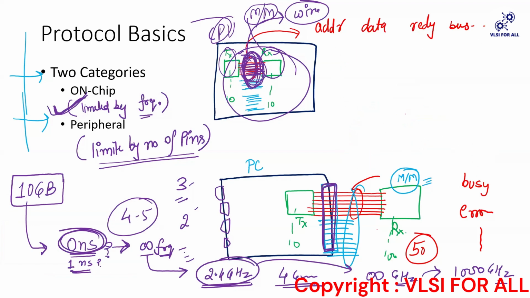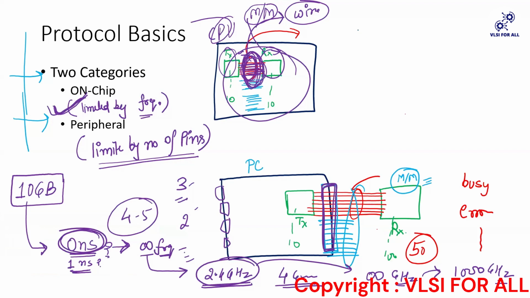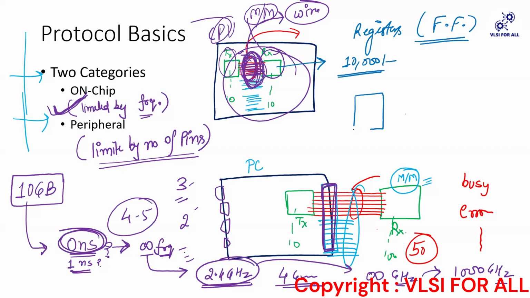If we have a processor and memory, those contain registers. Agree? And registers are nothing but flip-flops. Even memory is registers, flip-flops. So let's assume we have 10,000 flops, and they're connected like that.